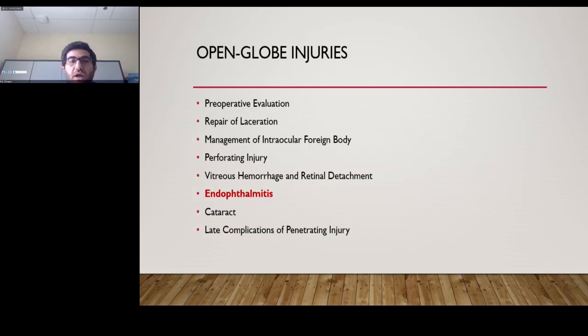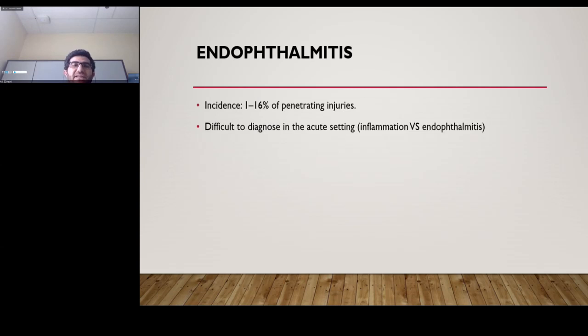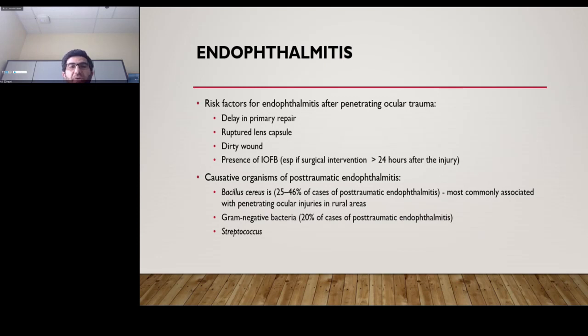Endophthalmitis should always be on our mind when we see patients with open globe injury, because it's a frequent complication, and it can occur in up to 15% of patients with penetrating injuries. Sometimes it is difficult to diagnose endophthalmitis since some patients can have inflammation, so we should always have a high index of suspicion, and in case of doubt, it's better to treat the patient with intravitreal antibiotics and oral antibiotics to avoid further complication. In case of endophthalmitis, the causative organisms are different from endophthalmitis post-cataract surgery or post-injection. Usually we have Bacillus cereus and gram-negative bacteria in those cases.